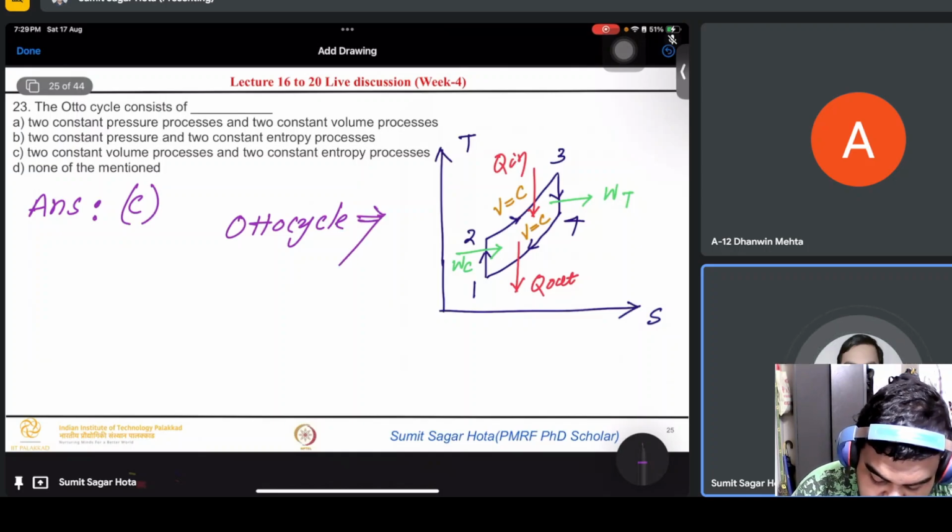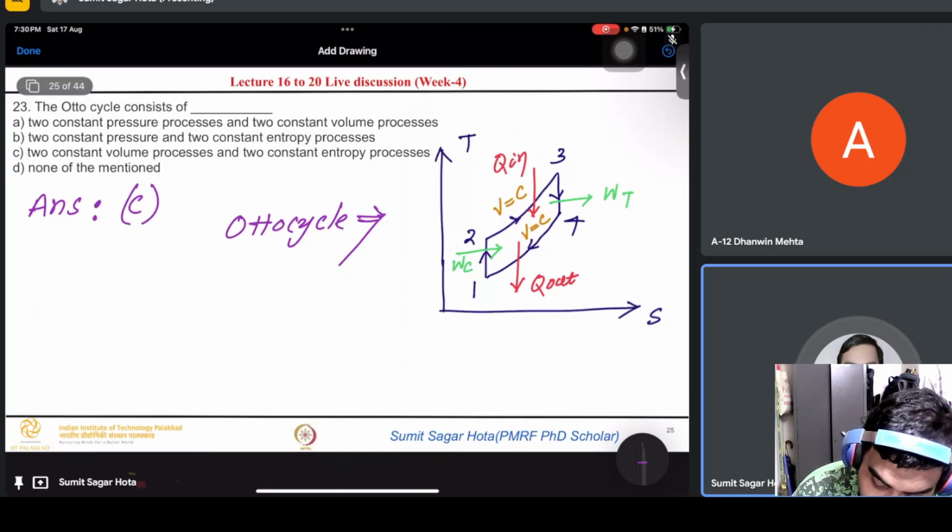If you see 1 to 2, the S means entropy is constant, which is isentropic, and here in 1 to 2 WC means compressor, so there is an isentropic compression. Then 3 to 4 is the turbine, which means expansion, so here also entropy is constant, which is isentropic expansion.